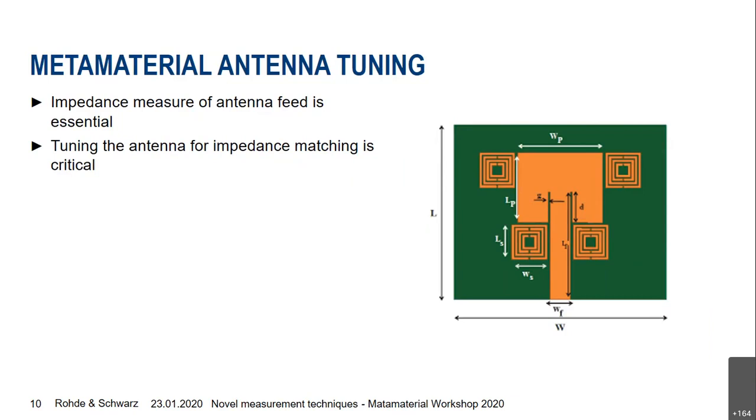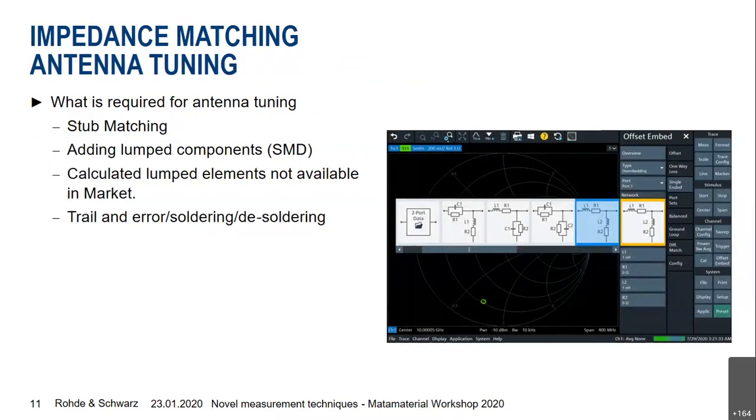The measurement factor that we really have to see is the impedance. So impedance matching is really critical for tuning the antenna. And how do we see this impedance? As we showed you earlier, yes, we can see this on the Smith chart. As you can see here in the background, there is a Smith chart.